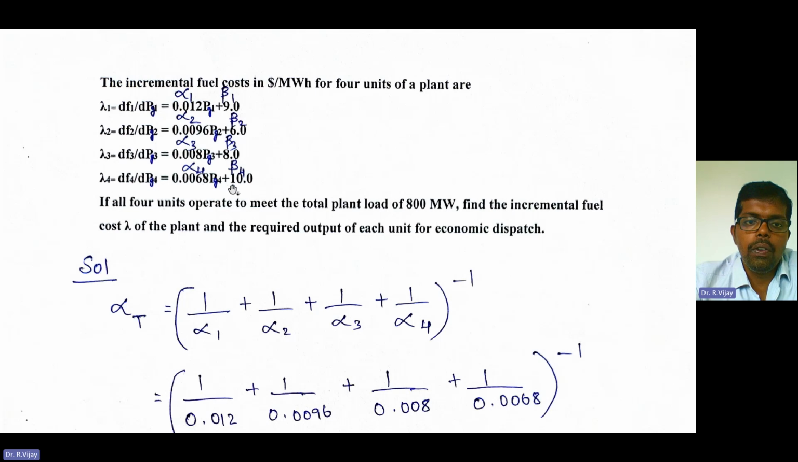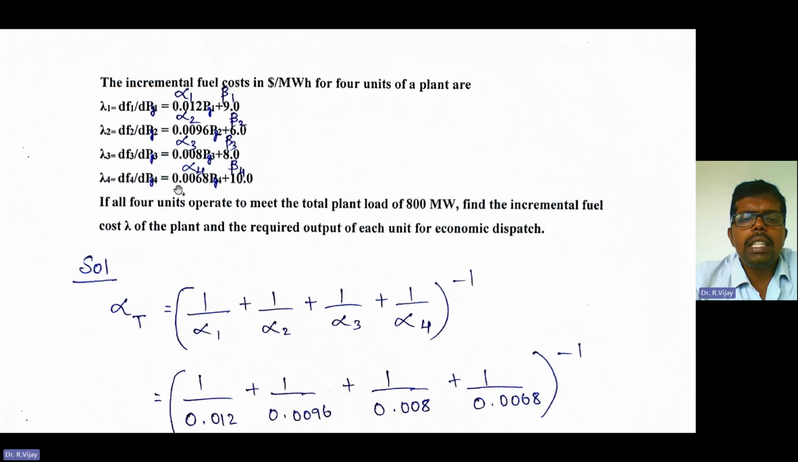0.0068 pg4 plus 10.0. What they have given is, if all 4 units operate to meet the total plant load of 800 megawatt, find the incremental fuel cost lambda of the plant and the required output of each unit for economic dispatch. Like that they have given in this problem.